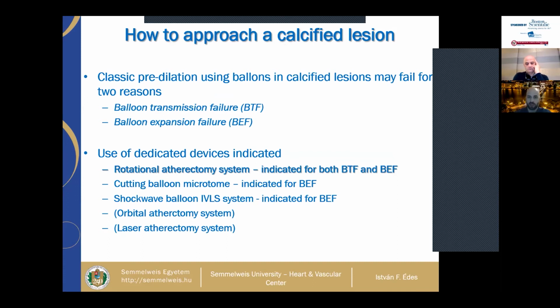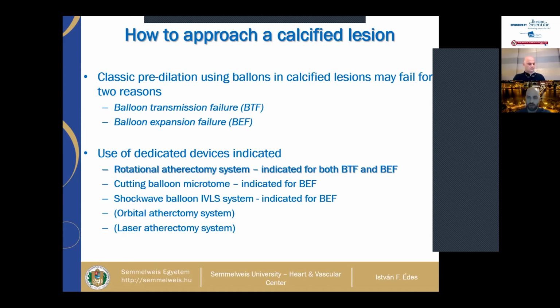Classical pre-dilatation using balloons of whichever type and make you wish can fail for two reasons. One is so-called BTF and one is BEF. It's either transmission failure of the device or expansion failure of the device. This is where dedicated instruments are required. The rotational atherectomy is one of the excellent choices in this matter because it's indicated for both of the problems. Also transmission failure of the balloon and expansion failure of the balloon.